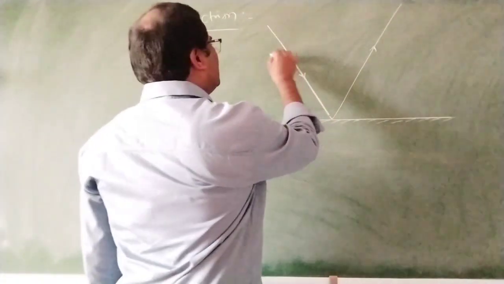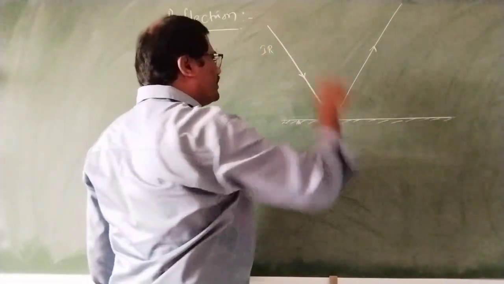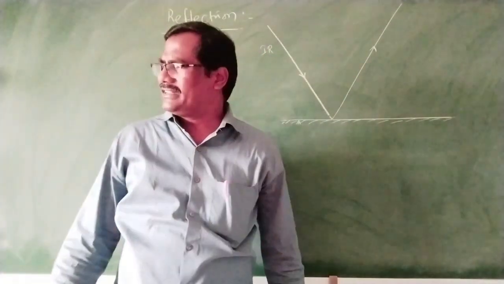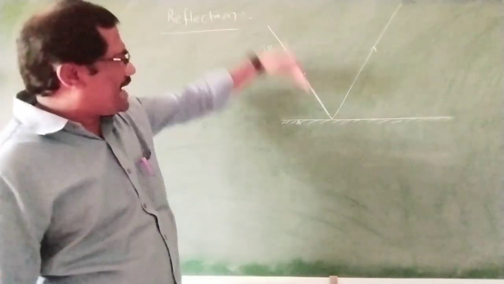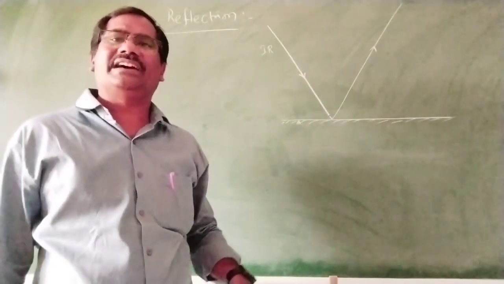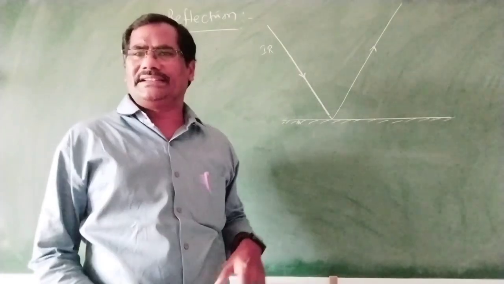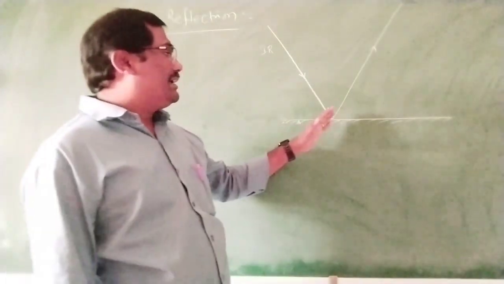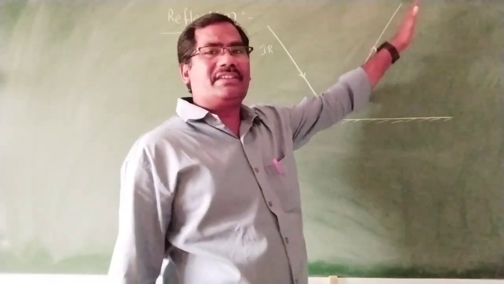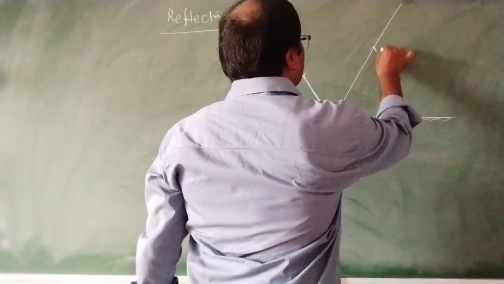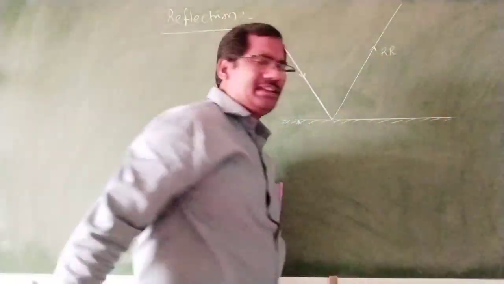This is the incident ray. How to define the incident ray? The ray that strikes the reflecting surface is known as the incident ray. The ray coming from the reflecting surface is known as the reflected ray. This is the reflected ray.